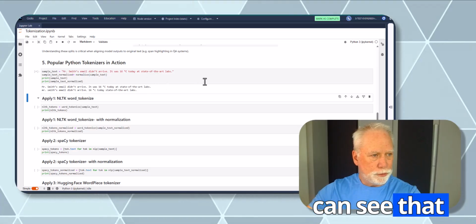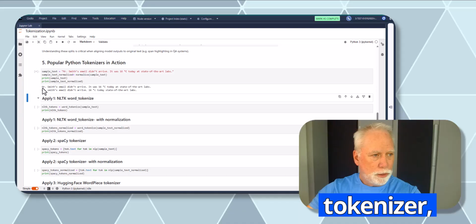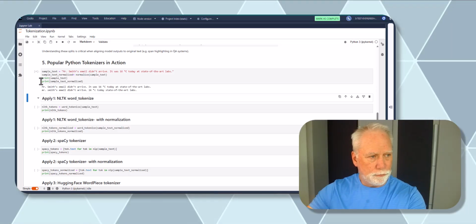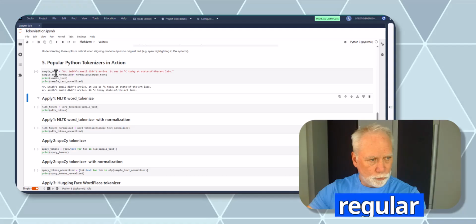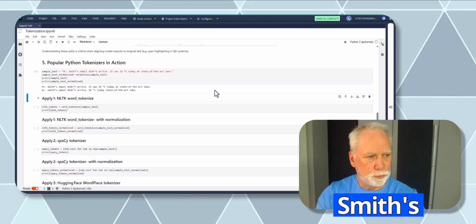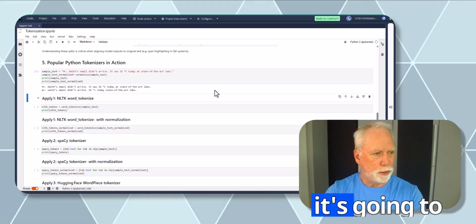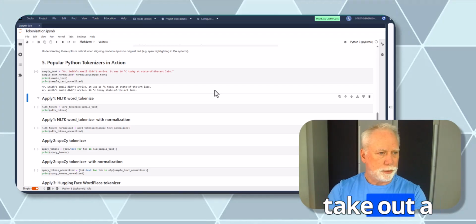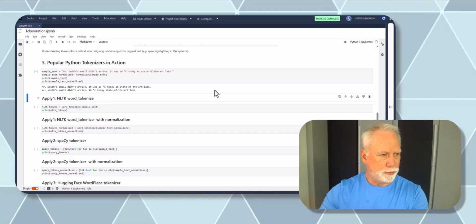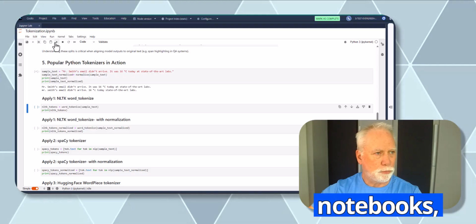And so you can see that this is going through just the Python tokenizer, and we put it through just a regular text and then normalize, right? And so Mr. Smith's email didn't arrive. It was 16 degrees. And then the normalized, it's going to lowercase, take out any white space, and bring everything together. And then we're going to go through, and again, what we do with these notebooks is we give you the ability to just try the different techniques.